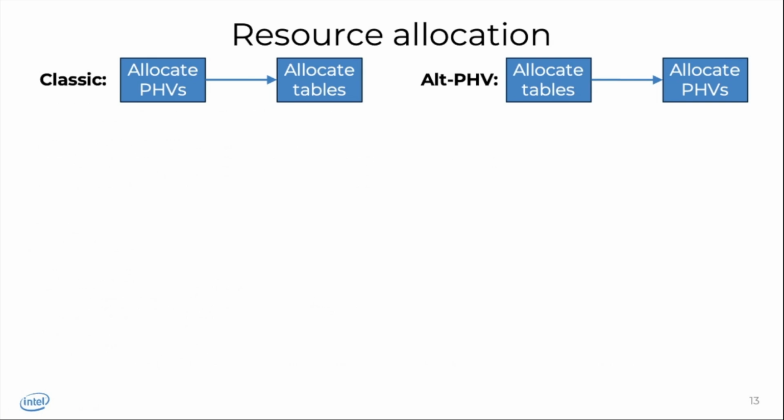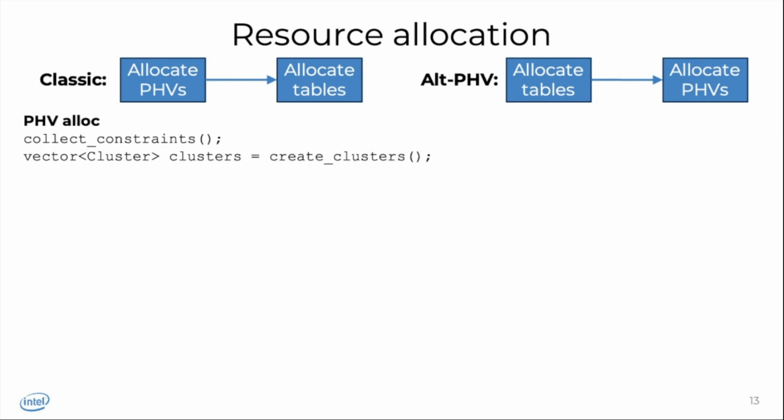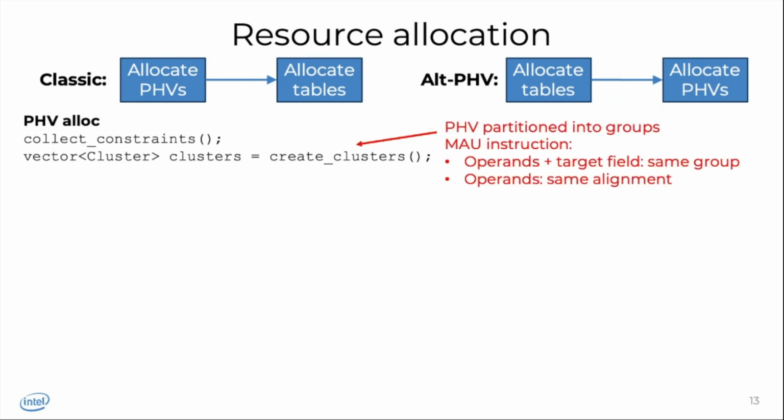And that's not strictly true. We actually do a pre-PHP allocation round where we assume infinite resources, but that's basically just to use as a starting point. So how do these two algorithms work? Well, first of all, for PHP allocation, we begin by collecting constraints and then creating clusters. And since nobody here is probably familiar with the internal details of the Tofino chip, basically that PHP space, or that PHP vector that I talked about with containers inside of it, those containers are broken down into a collection of groups, and I think it's roughly 16 containers in a group.